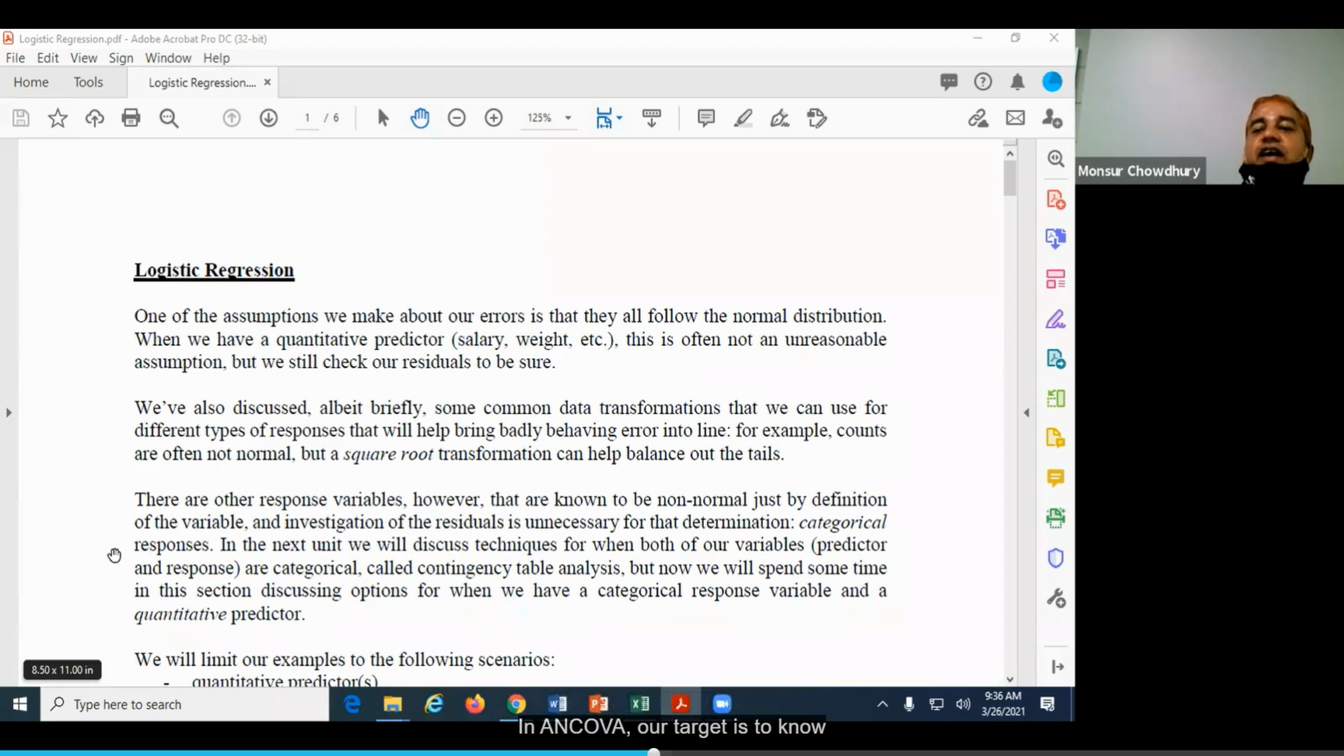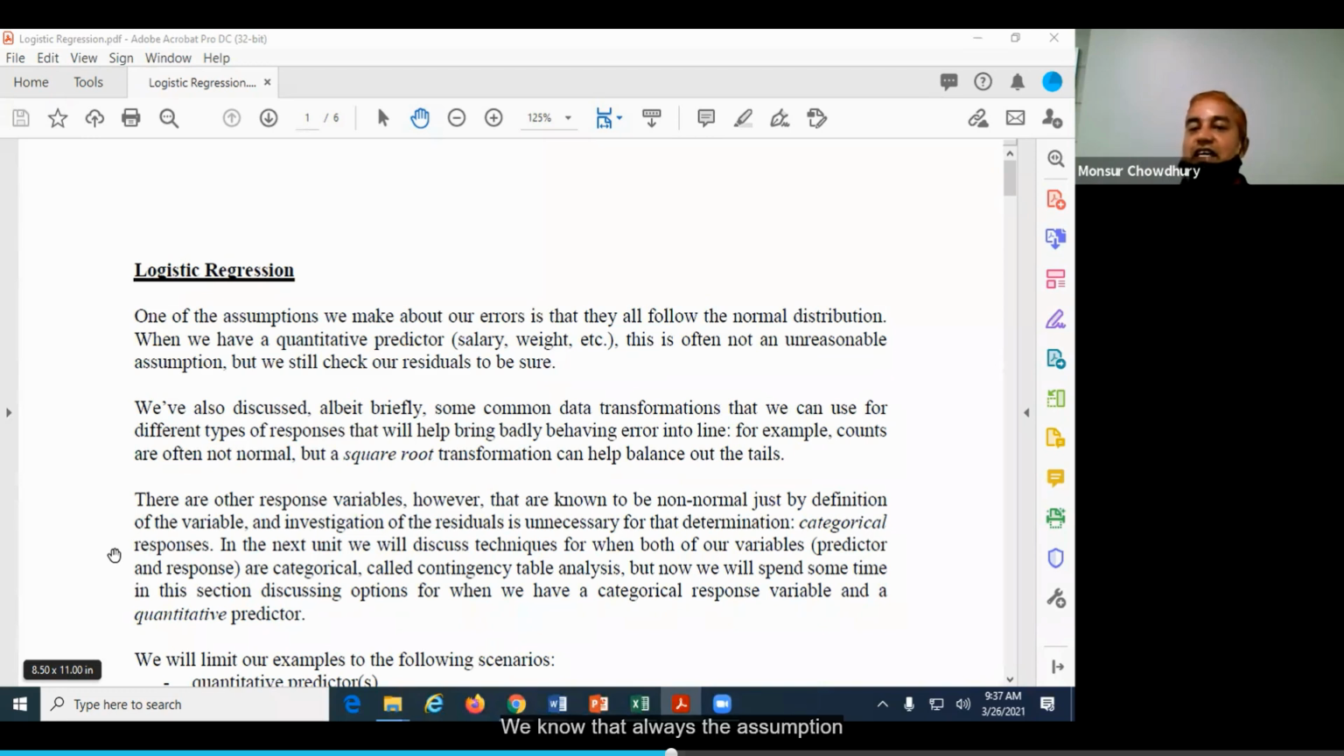What we did in ANCOVA, our target is to know the effects of the categorical variables on the response variable, but we want to adjust for the effects of some continuous variables. We don't consider this as a predictor, we just consider it as a covariate, and we want to adjust for the effects of this covariate and see the relationship between the response variable and the categorical variables. But in all these cases, our response variable was continuous.